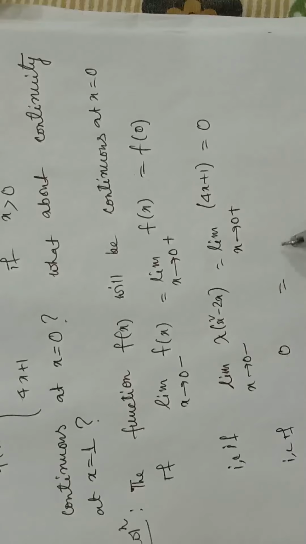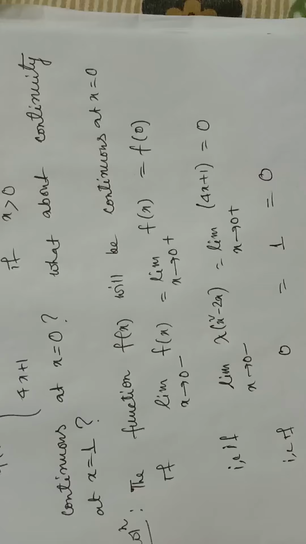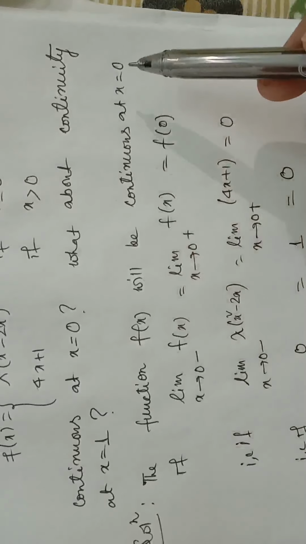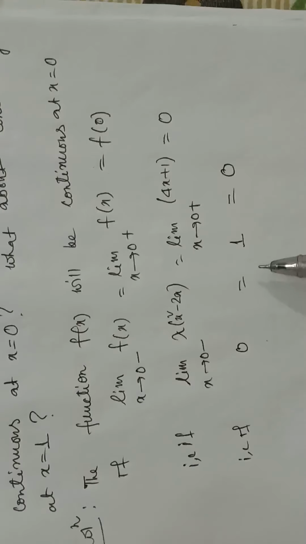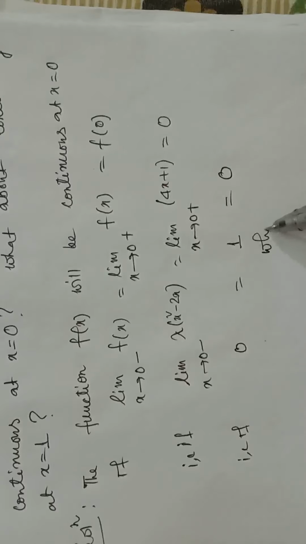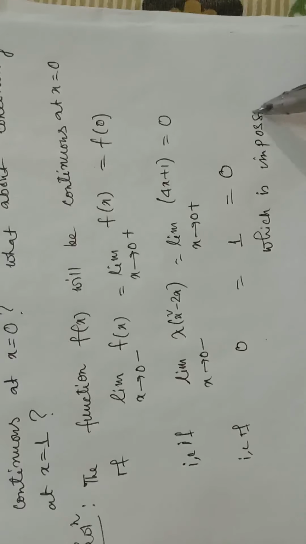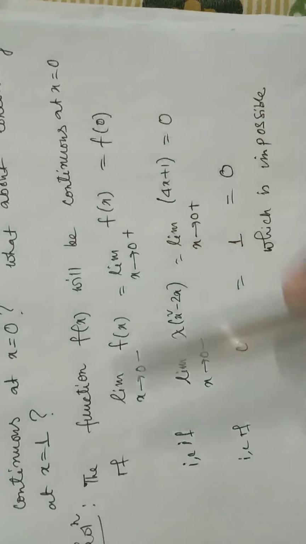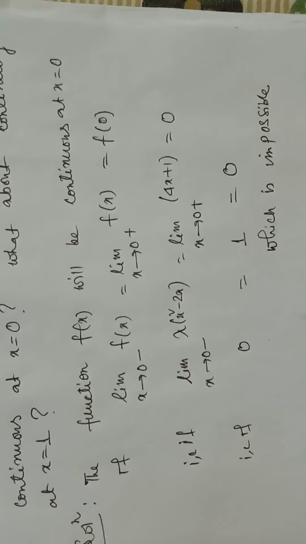So left hand limit is 0. If we put x equal to 0, right hand limit will be 1. So you can see the function f(x) will be continuous at x equal to 0 if 0 equal to 1. Now 0 equal to 1 is impossible, which is absurd. That means f(x) cannot be continuous at x equal to 0, as its left hand and right hand limits are not equal.